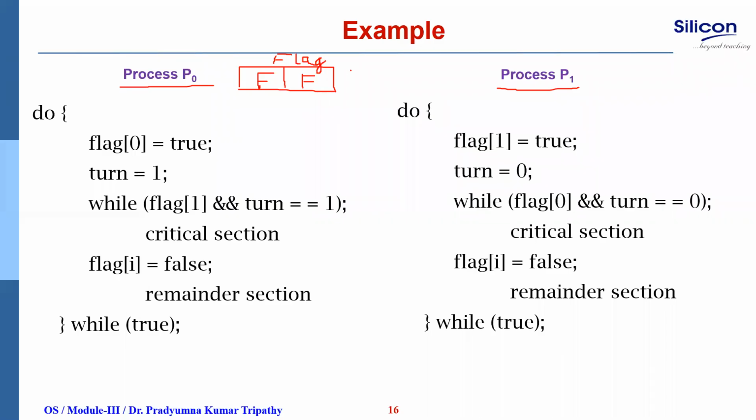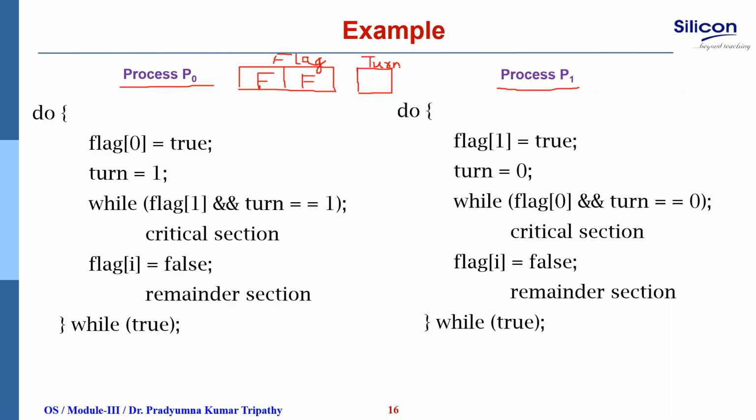This is a flag variable. Then we have turn. Turn is another variable, right? This is the variable turn. Okay. So now let us see one of the processes wants to execute. There are two variables. Flag is initialized to false.